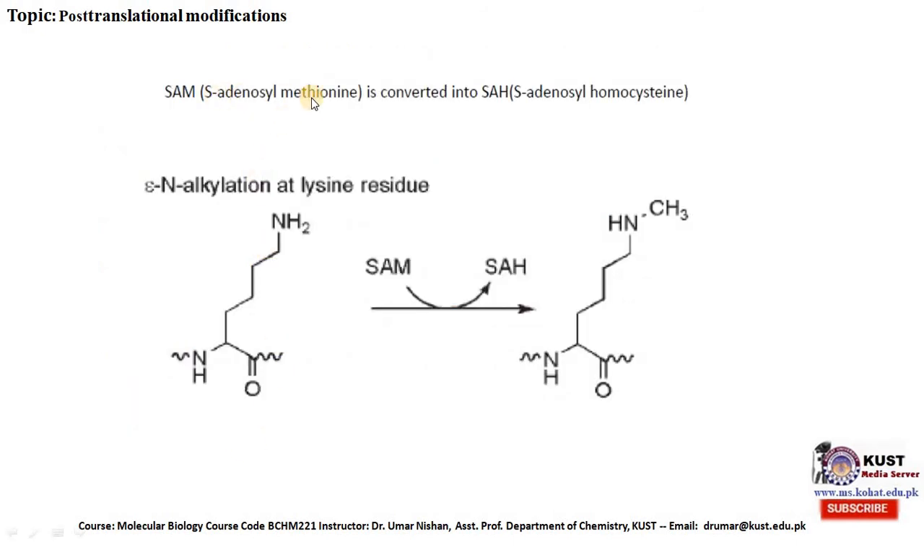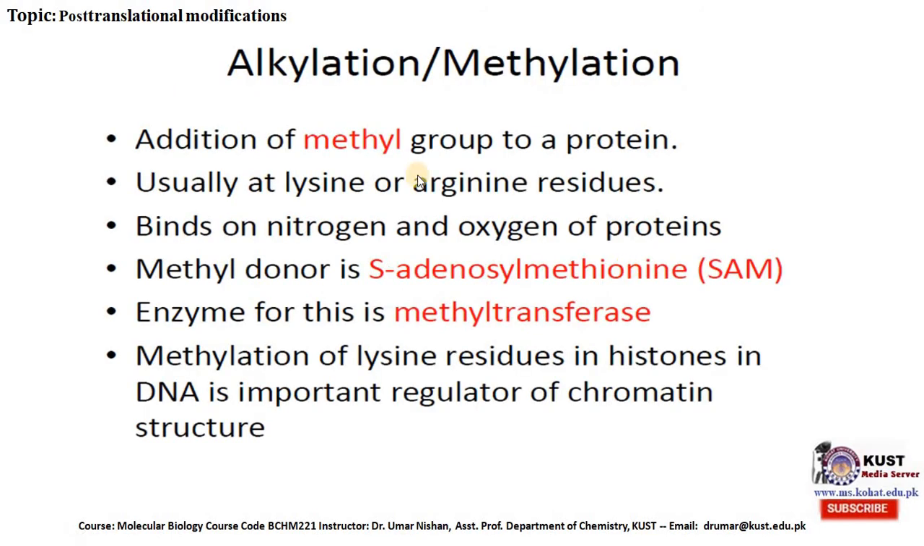Methylation of lysine residues in histones in DNA is an important regulator of chromatin structure. Here S-adenosylmethionine is converted into S-adenosylhomocysteine in alkylation at lysine residues. The lysine residues, this is S-adenosylmethionine, and then it goes out as S-adenosylhomocysteine, and this is how this product is formed. See the methyl group attaches here, resulting in the process of alkylation or methylation.